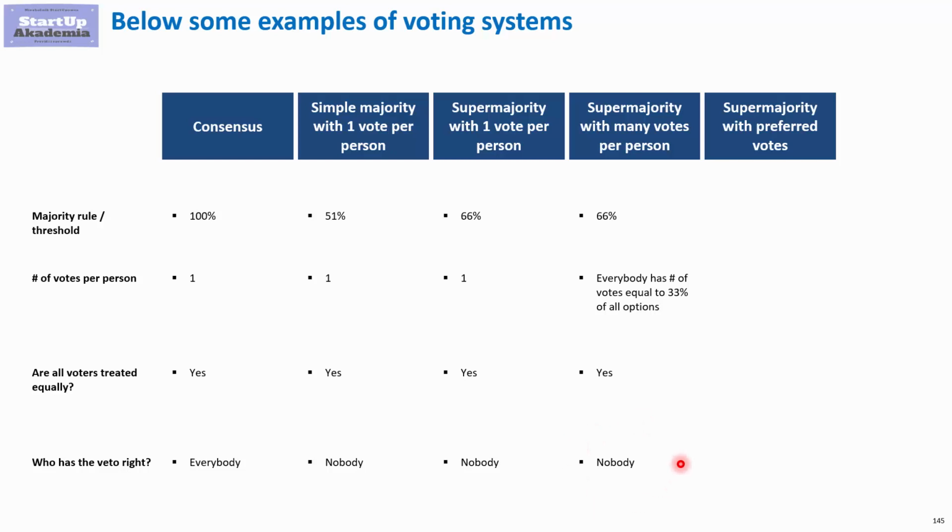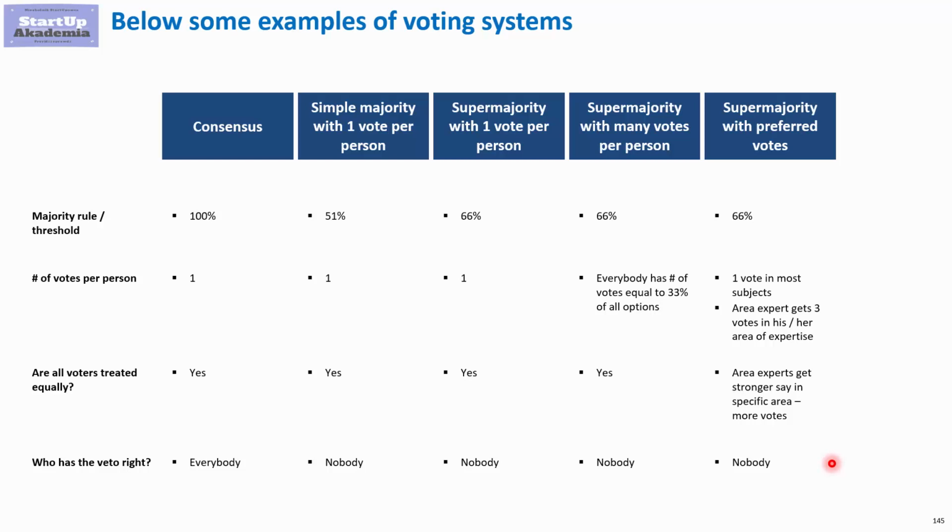And finally, supermajority with preferred votes. We have supermajority defined to be 66%. In terms of number of votes per person, this criterion we decided that there will be 1 vote per person in most of the subjects. However, the area expert will get 3 votes in his or her area of expertise. Obviously, this means that not all voters are treated equally. And here we decided that nobody has the veto right.